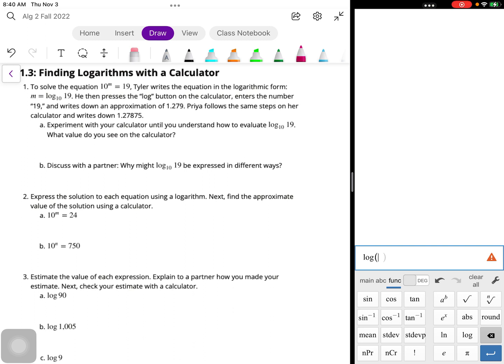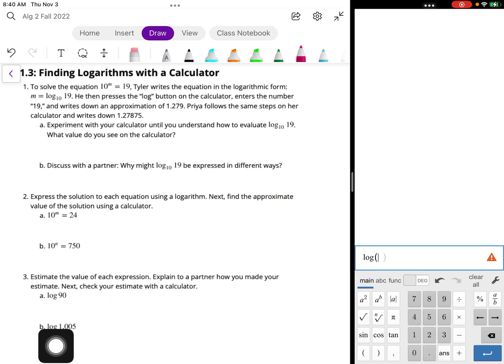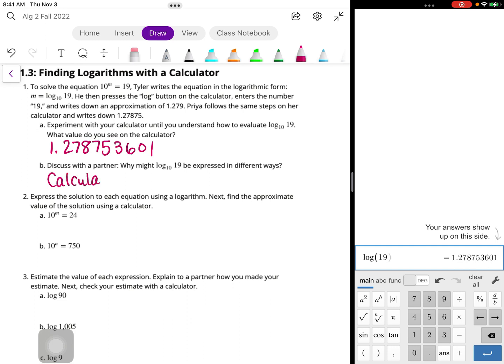So when I type in 19, you can see how it gives the answer, and it takes it to more decimals than Tyler's and Priya's. So ours gives us 1.278753601, right? And so it really just depends on how the calculator is rounding. So calculators round differently.